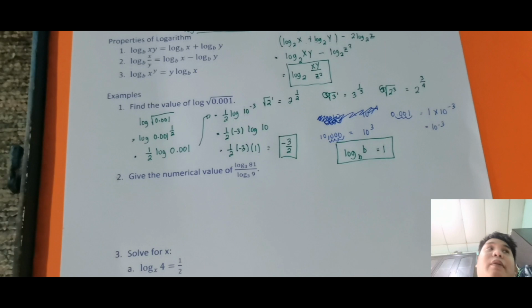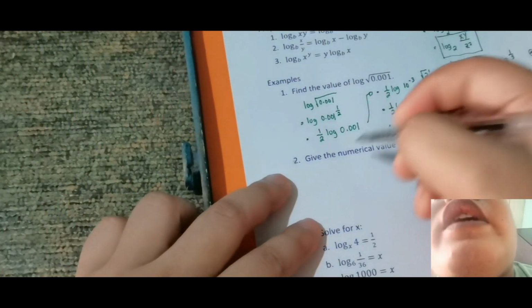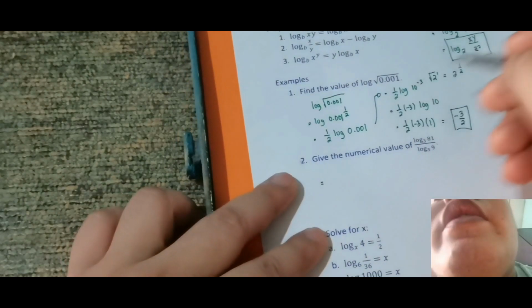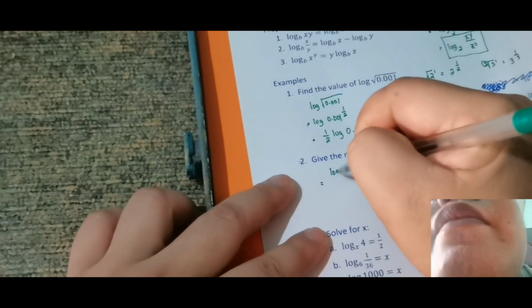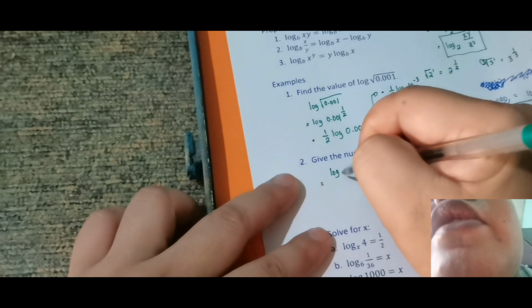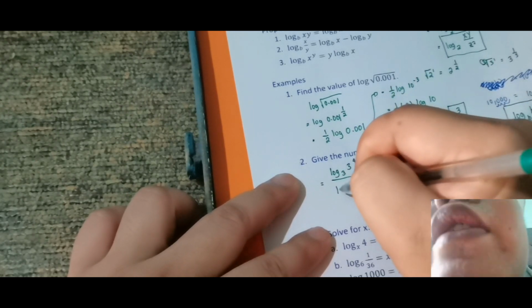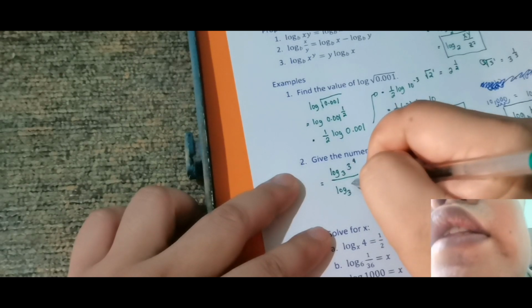Ngayon, sa 81 is something na 3 times 3, that is 9. Times 3, that is 27. Times 3, that is 81. So, meaning, base 3 din siya. So, ang gagawin natin is just, yung 81 na yan is 3 raised to 4. So, this is just logarithm to the base 3 ng 3 raised to 4 all over logarithm to the base 3 ng 3 raised to 2. Now, ano unahin natin?